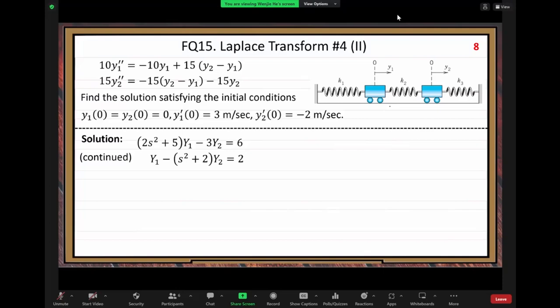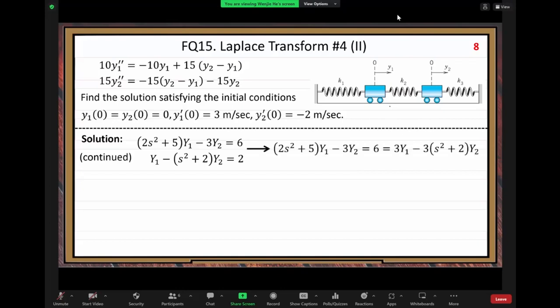Yeah, so here there is a method. You use this first equation minus 3 times the second equation, so you cancel out the constant terms. The first equation, because it's 3 times the second equation, so you multiply by 3 on the second equation, then you do subtraction.